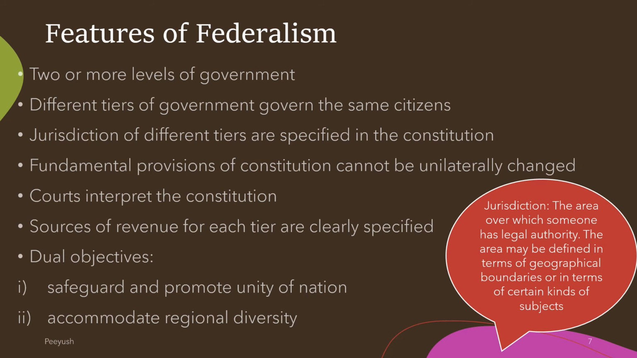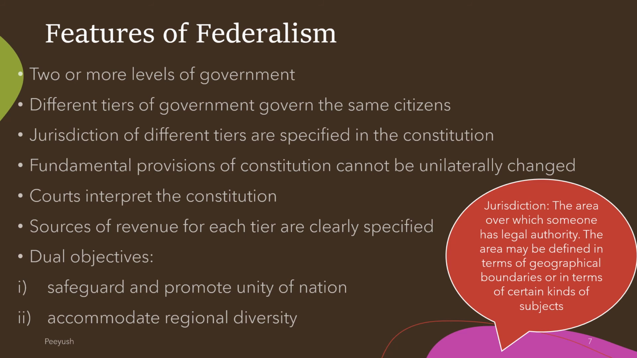Unilaterally here means that the central government alone could not change, or the state government alone could not change. So the affirmation of both the central government and the state government would be required. As we all know, courts are the guardian of the constitution. So the Supreme Court, the highest court, as well as the other courts, have the power to interpret the constitution. What is wrong, whether the decisions have been taken correctly or incorrectly, these are interpreted by the courts.